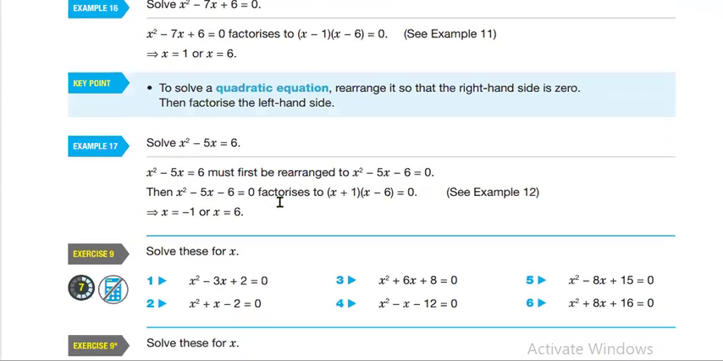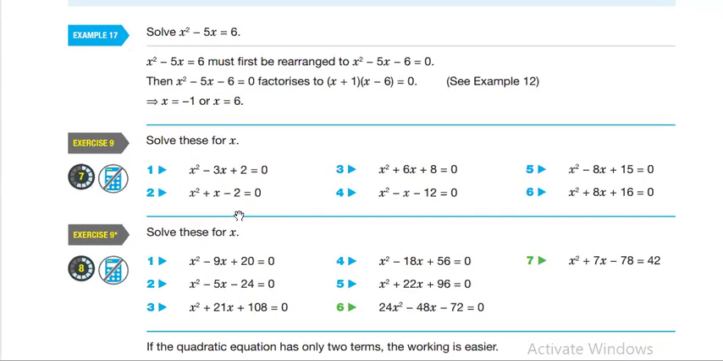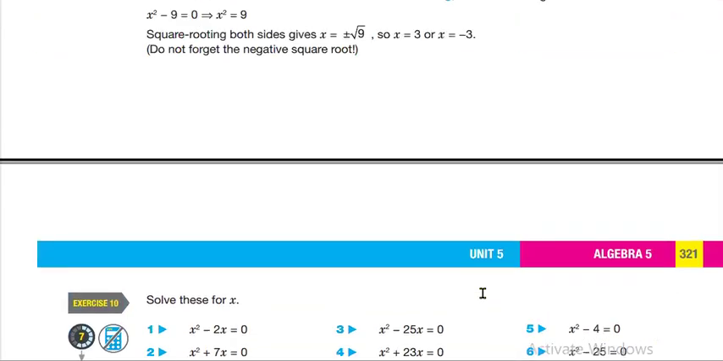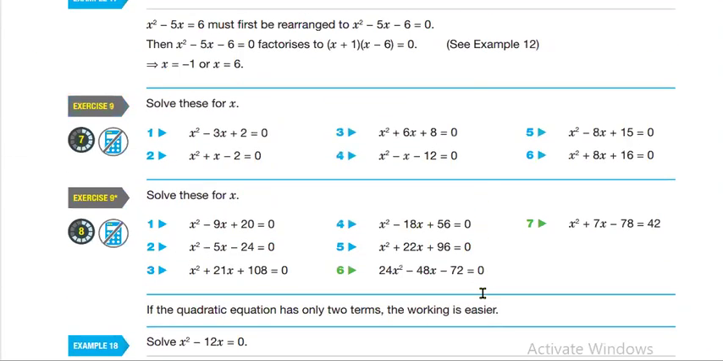with the same steps that we did here. So focus on this. You might have to factorize and then solve. So let's take one of these questions, factorize and then solve. Let's take a double bracket one first.